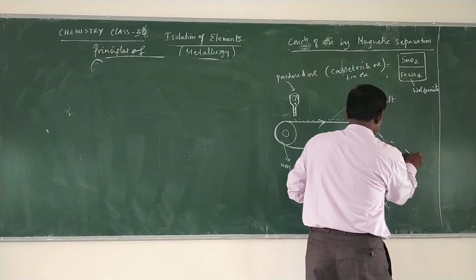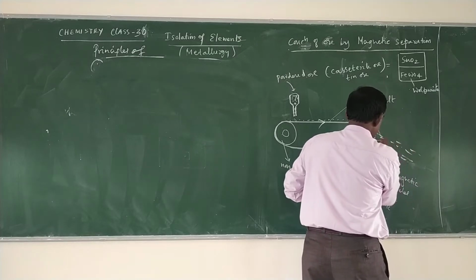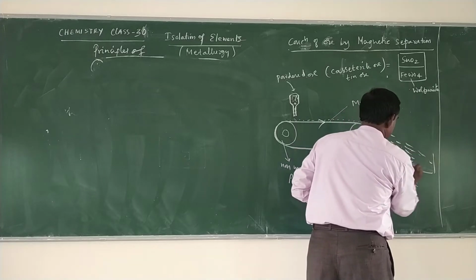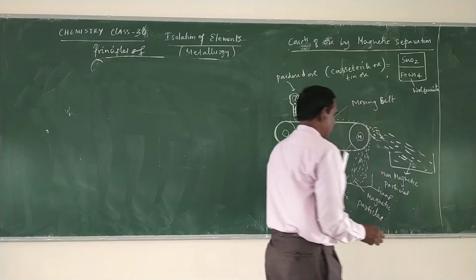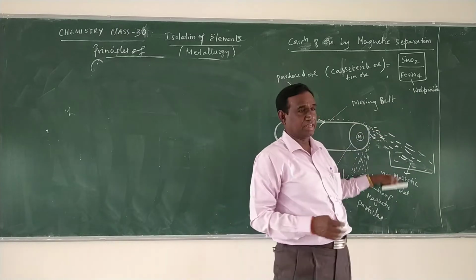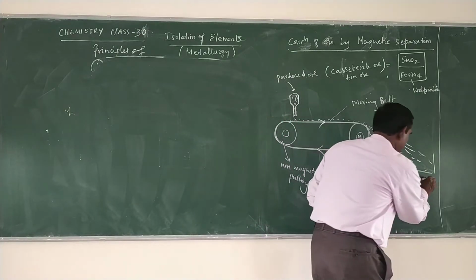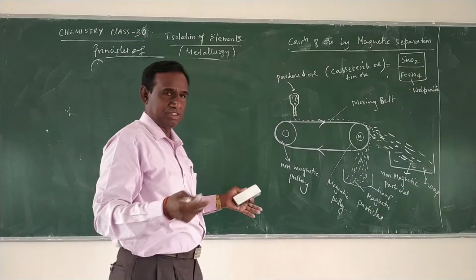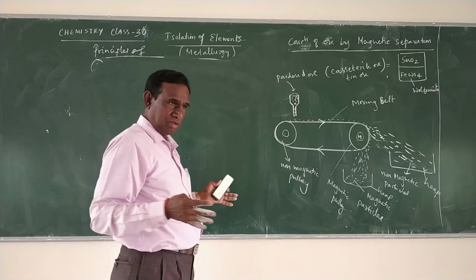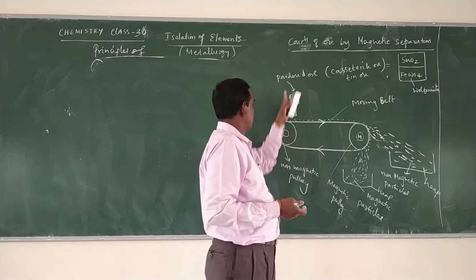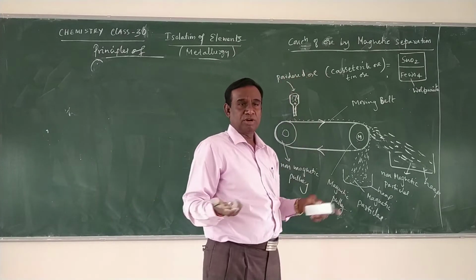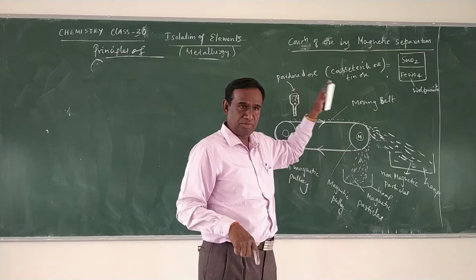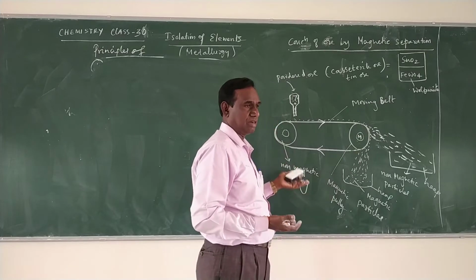It may fall like this, away from the magnetic pulley. So these are the non-magnetic particles which fall away from the magnetic pulley as a separate heap. Heap means it is called rashi. So that means many particles form a heap. Like that, the powdered ore which contains magnetic particles and non-magnetic particles is dropped on the moving bed which moves around two pulleys, one of which is a magnetic pulley, the other a non-magnetic pulley.